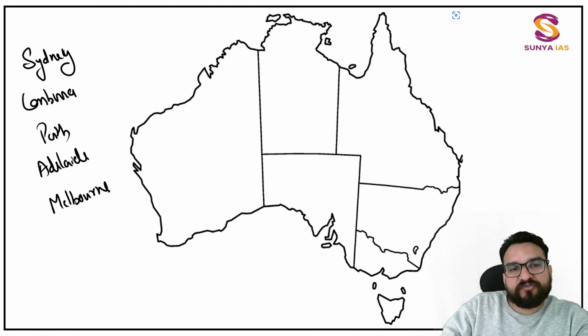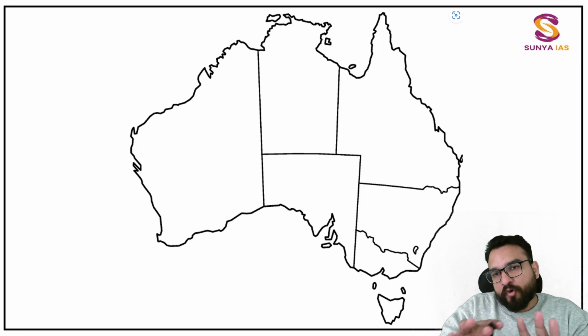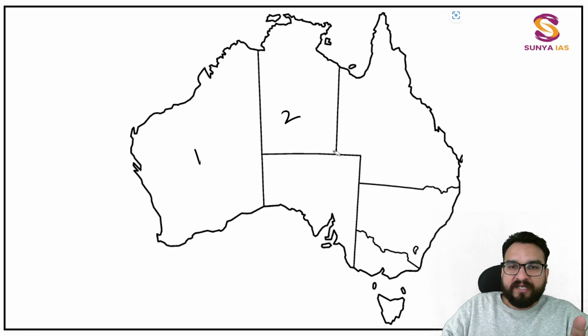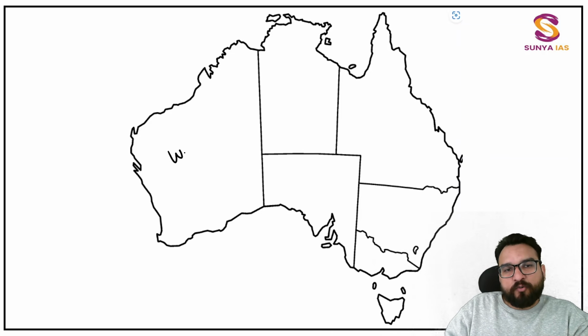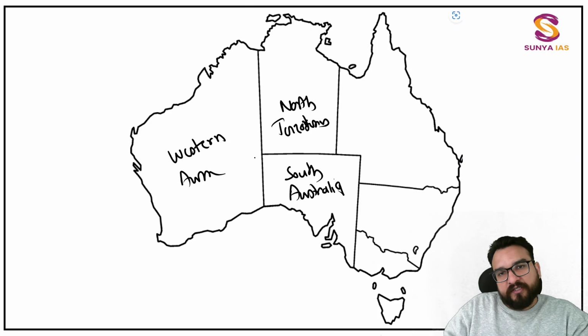Where are all these cities with respect to this particular map? First of all, understand that these are the broad provinces, and there are 6 provinces you have to learn. There is also one island connected with Australia, the Tasmanian island. The first part over here is west, so this is known as Western Australia. This is north, so this is known not as Northern Australia but Northern Territory. This is south, so this is known as South Australia.